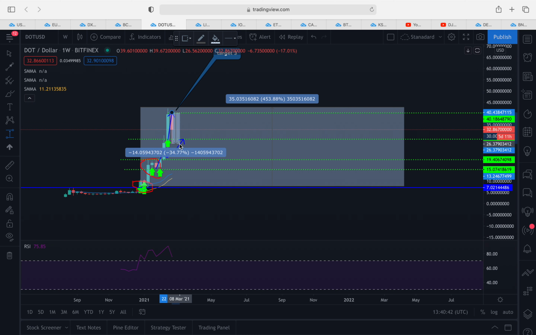And the pullback on this was only 34%, right? And the reason why I say only 34% is because we have to compare that to our 450% move. So it's not a massive drawdown when we compare it to the overall growth. So where are we now? I believe we found a new range between $27 and $32 per coin. Price could continue to range at this level, but I believe this is the next range area.